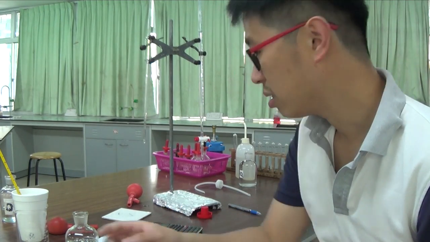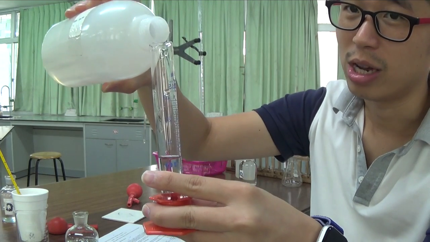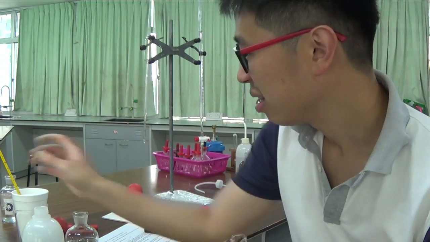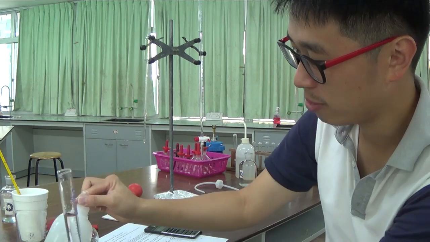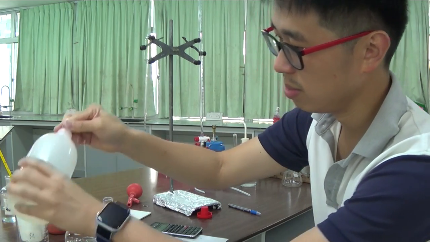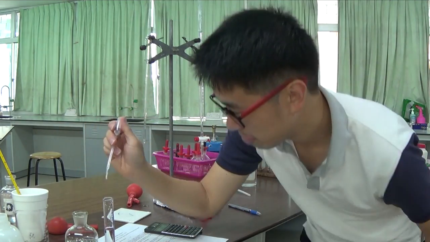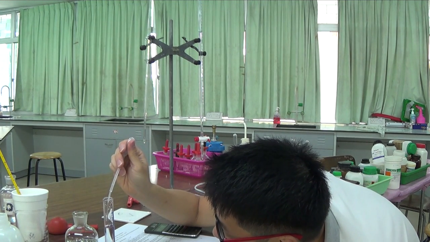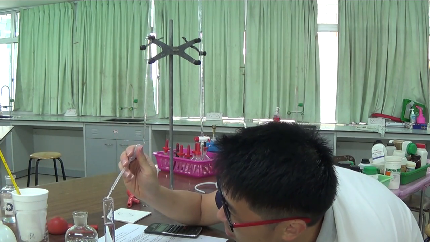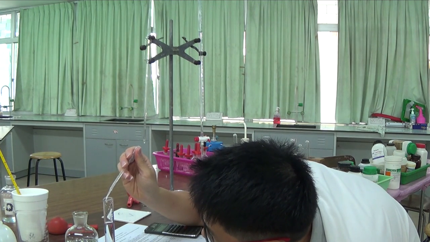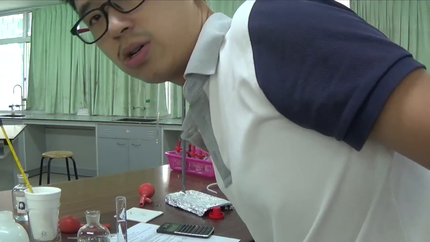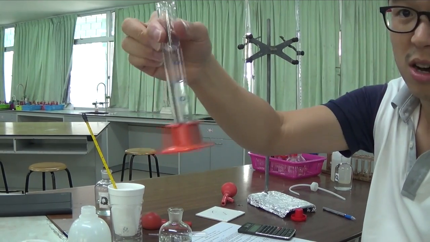And again, I need 13 cm³ in order to make it up to 25. So I just add distilled water. And then I must be careful in the end. So don't be greedy. Use a dropping pipette because you don't want to have to do it again. Once you overshoot it, there's no turning back, alright? Okay, so I got my 25.0 cm³ of the solution.